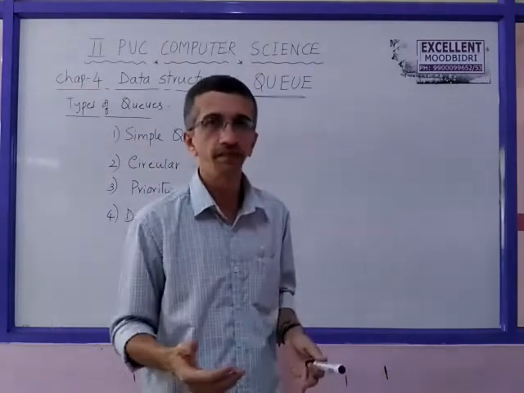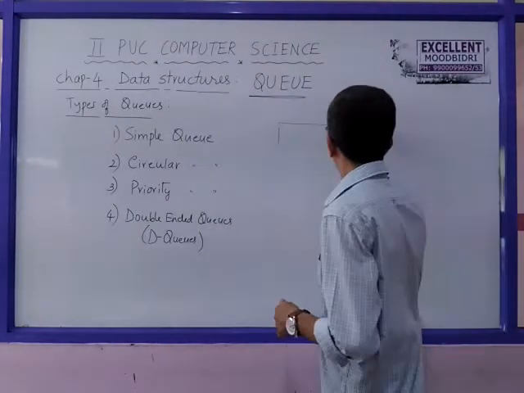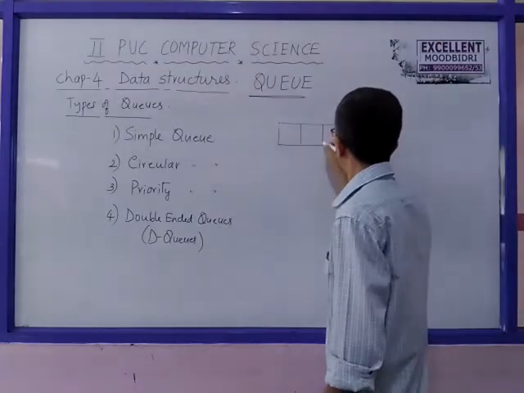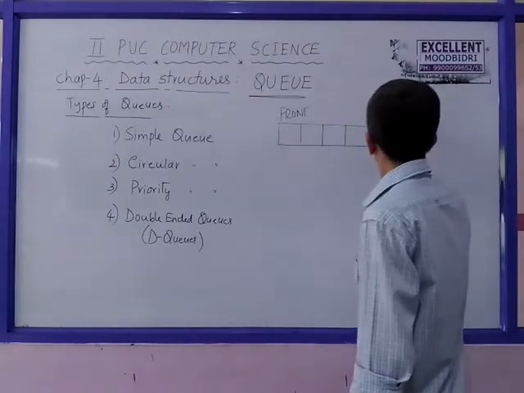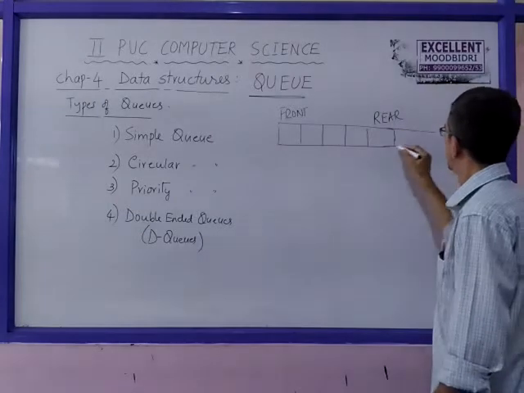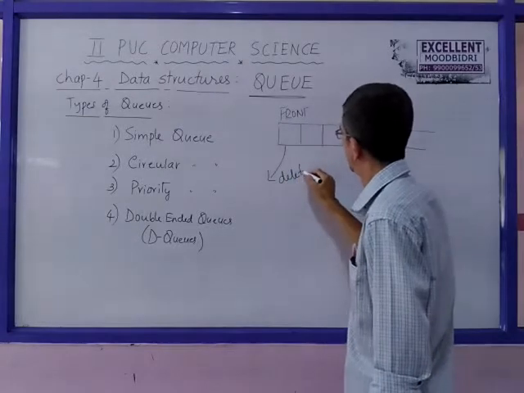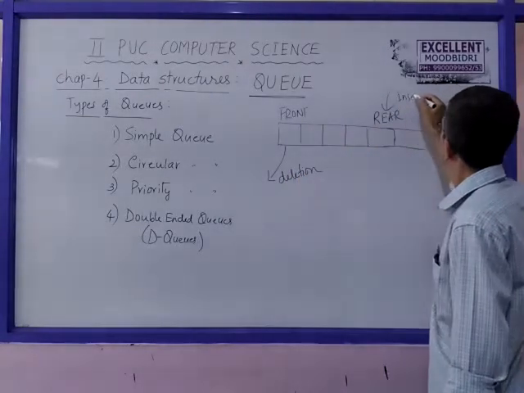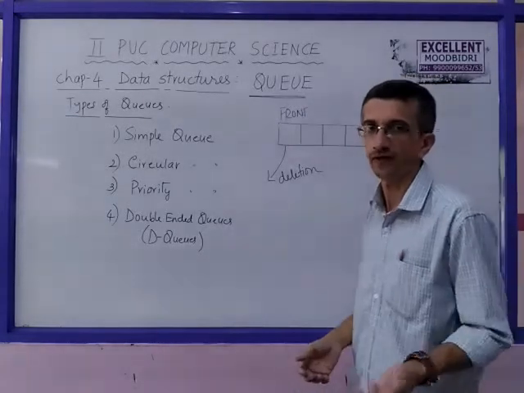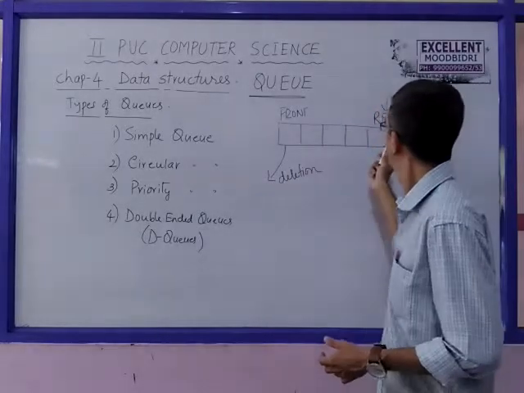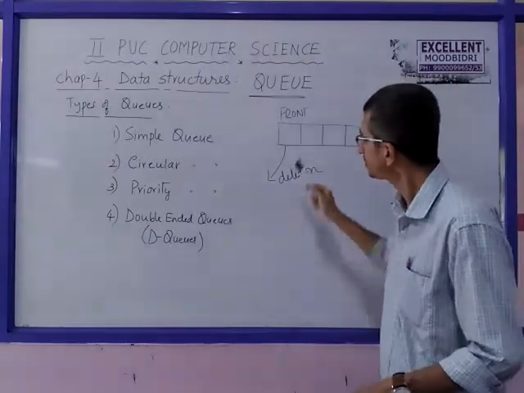Now what are these simple queues? As we have seen, the normal queue is a simple queue where insertion and deletion happen at different ends. One is taken as the front and the other as the rear end. So insertion and deletion happen at two different ends. Insertion increments the rear, and deletion increments the front pointer, which we have seen. That is a simple queue.